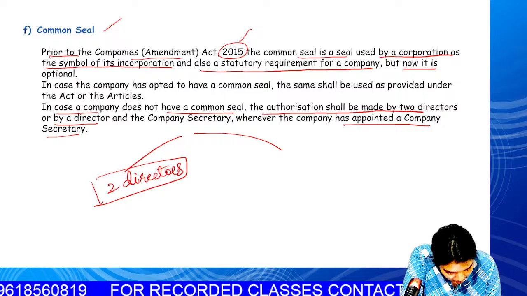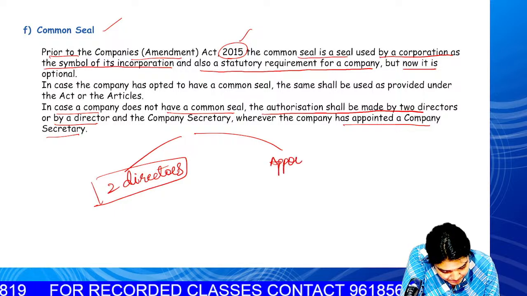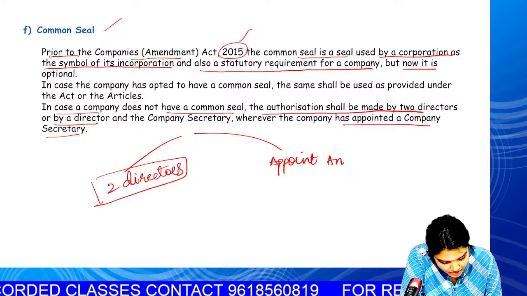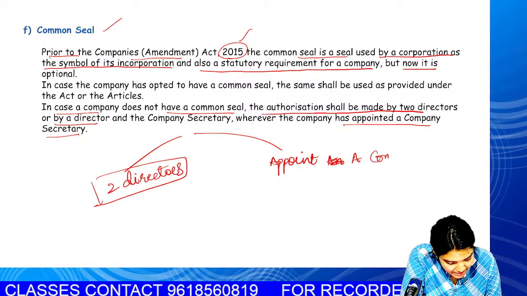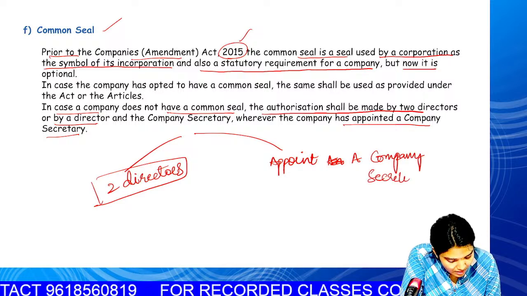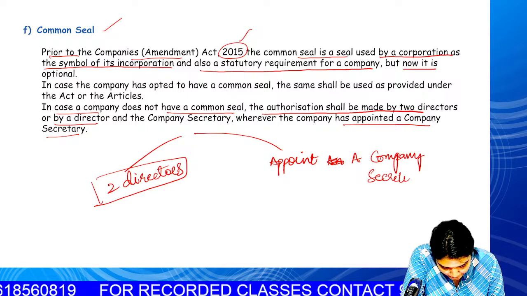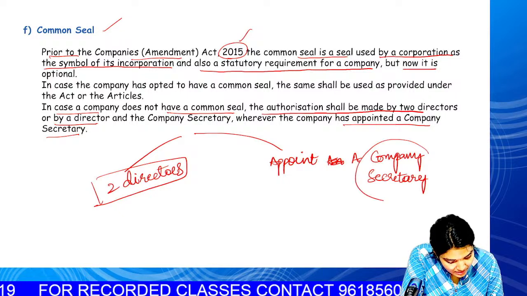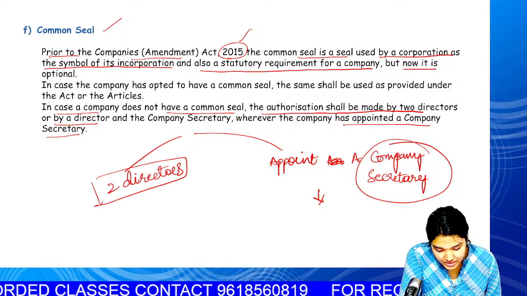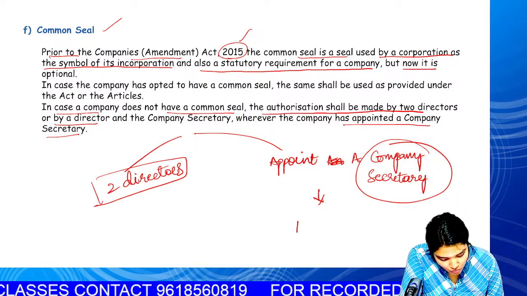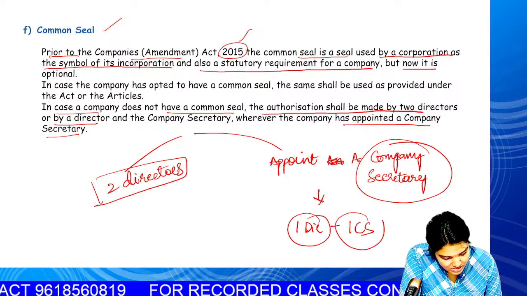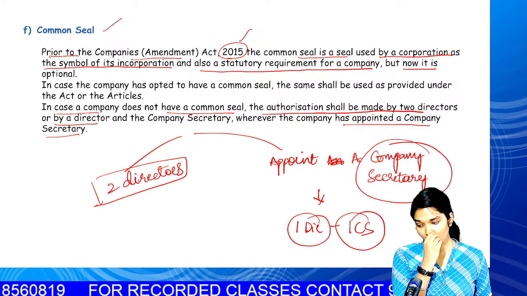But in that company, if they appoint a company secretary, a CS, not a CA or a CMA, but a company secretary is appointed to that company, then who has to authorize that particular certificate or declaration? One director and the CS. So these two persons have to authorize in place of the common seal.